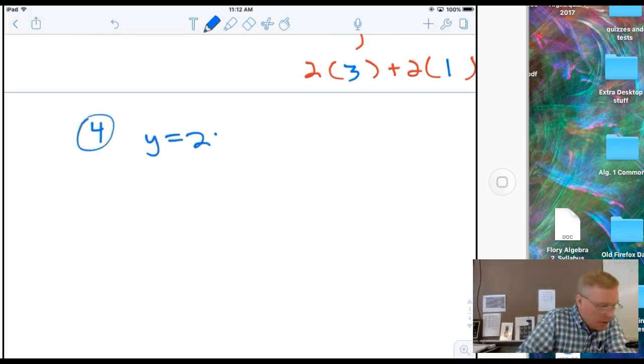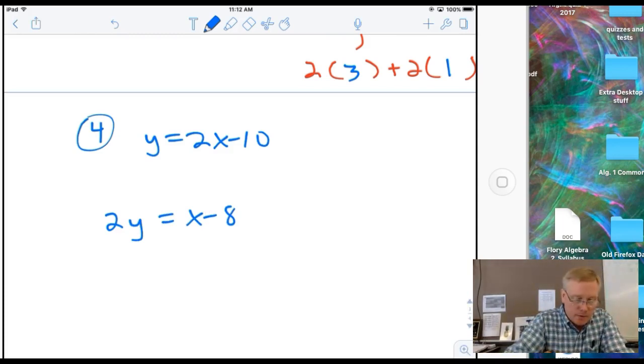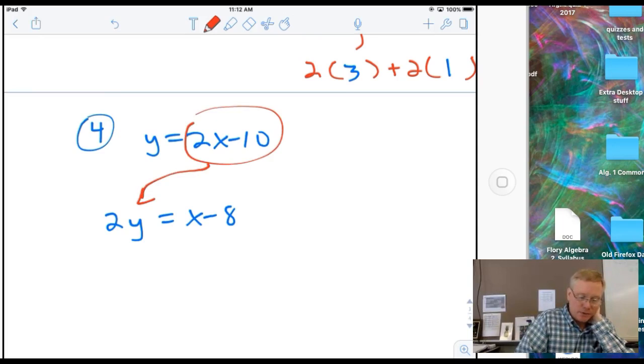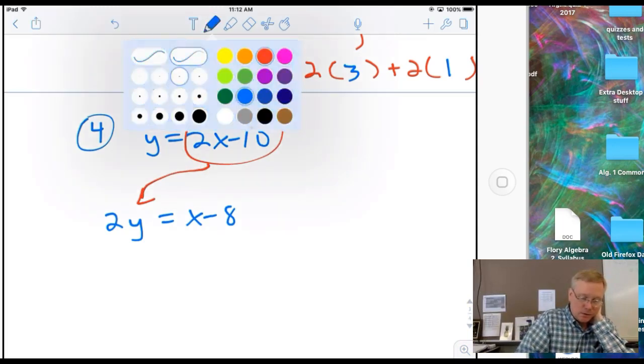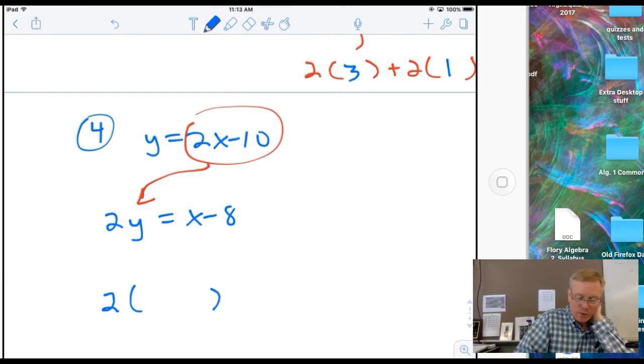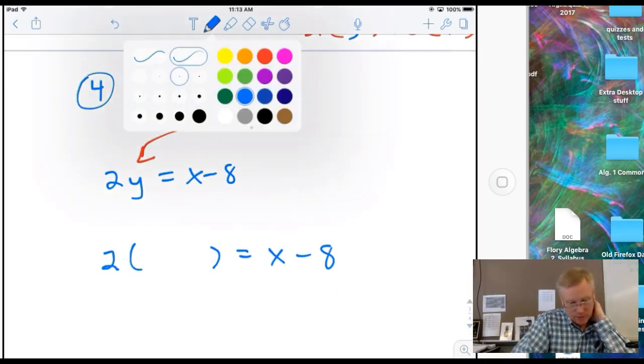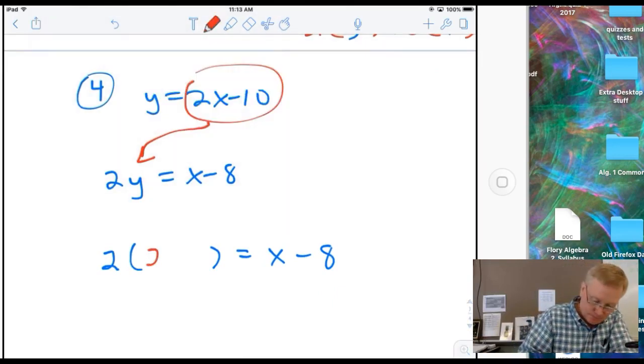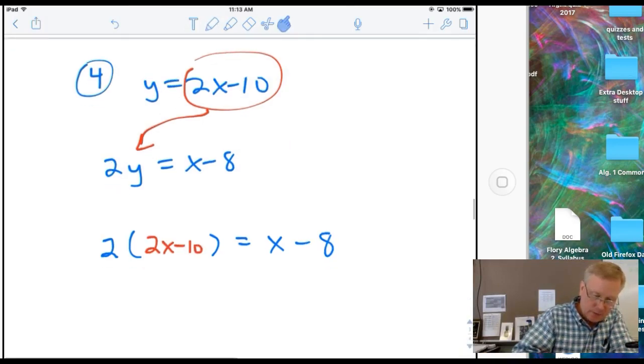y equals 2x minus 10, and 2y equals x minus 8. Okay, this one. Let's see. To start, do I have x equals or y equals? Yes, I have y equals right here. So I can start by plugging this in for y. I'm going to take the 2 where the y was, put big blank parentheses, everything else stays the same. In the parentheses goes the 2x minus 10, and now I solve it.